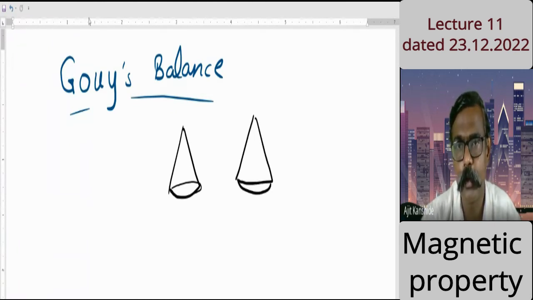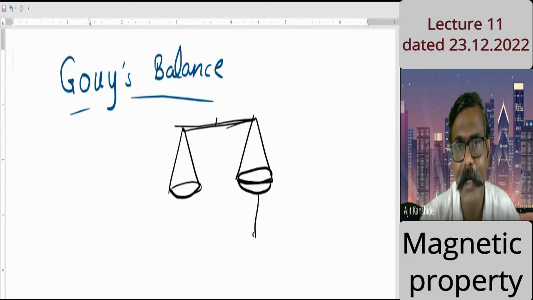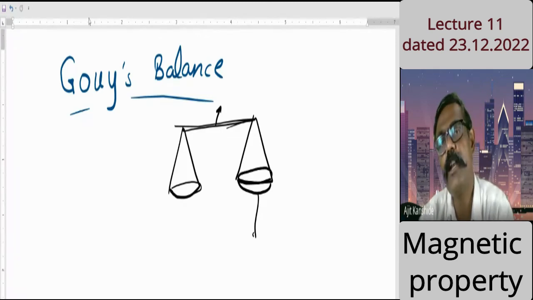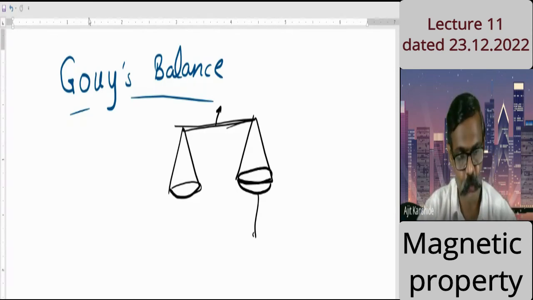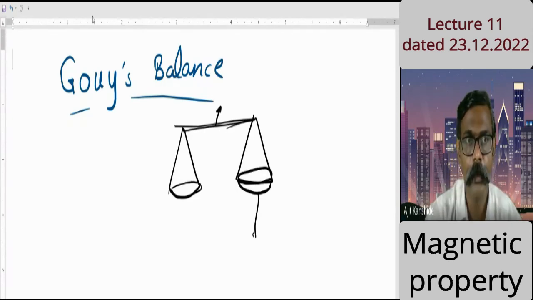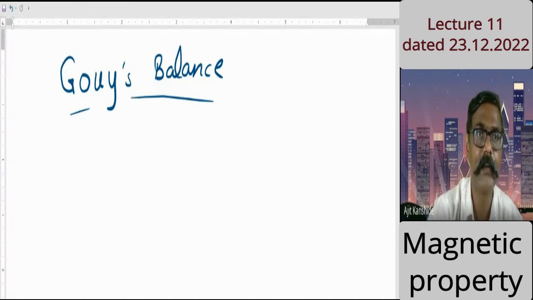Okay. Don't go by my diagram. And there is one bar, the arm, that remains. Suppose if anything goes down, then the pointer which remains here will get deflected. A similar balance is used in the Gouy balance concept. But magnetism is there. So I will inform you of the experimental setup, and then you will understand the remaining things.